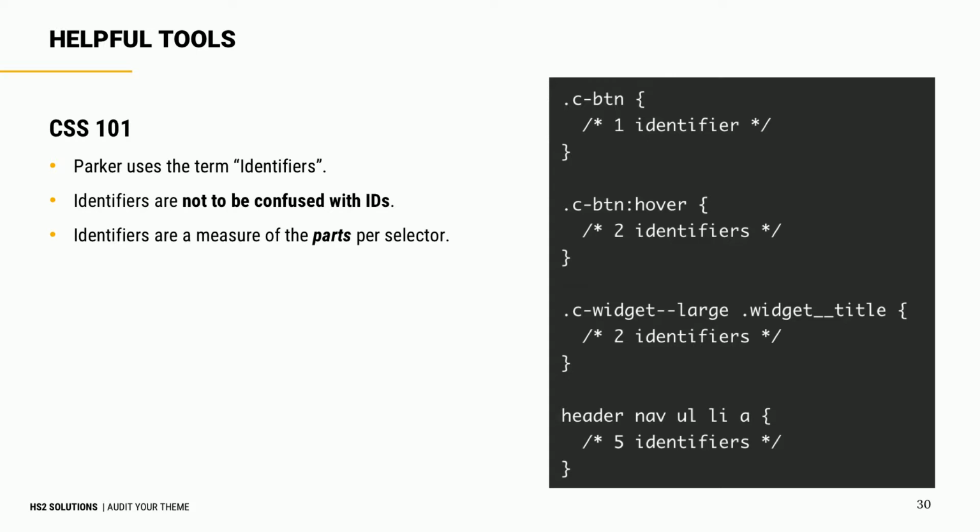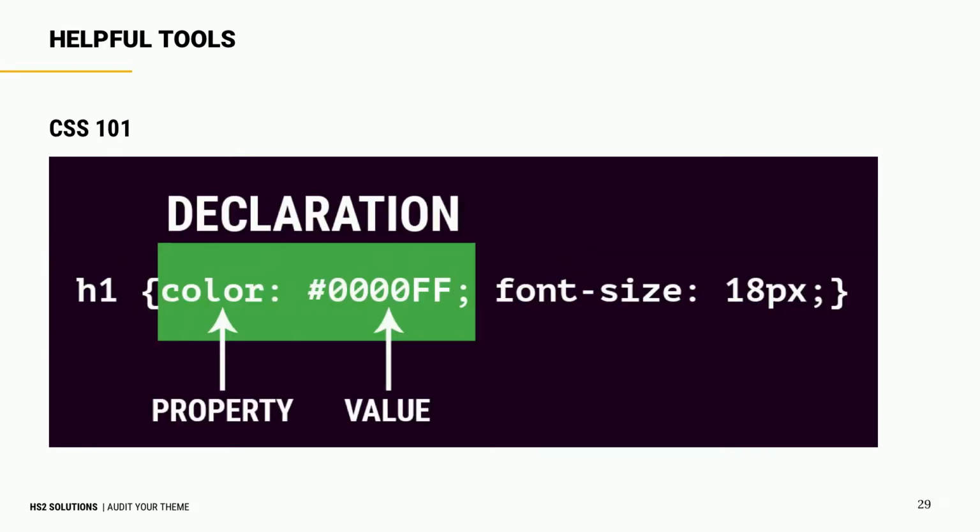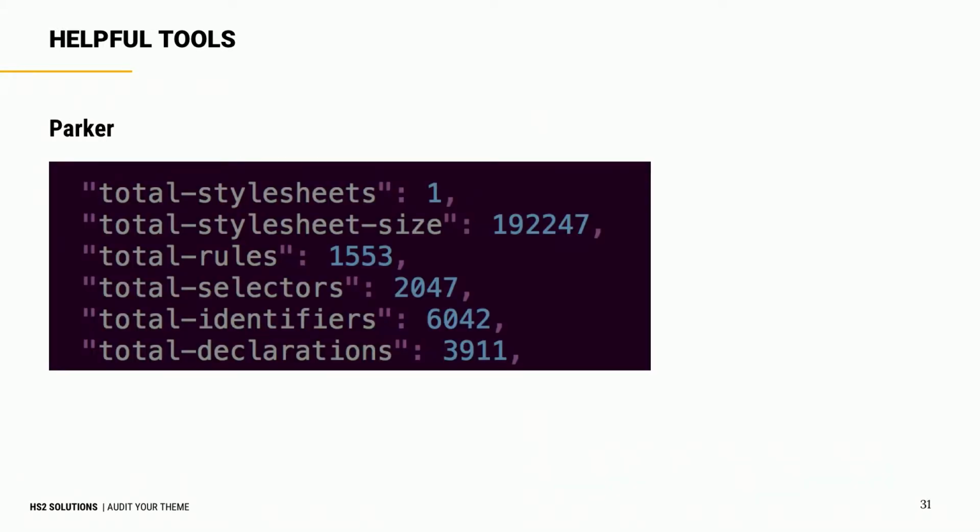So now that we have a good idea of declarations, selectors, and what rules are, let's take a look at the numbers again. We see total number of rules, 1,553. Is that good? Is that bad? What do these values really mean? Are they too high? Are they just right? Your mileage is really going to vary based on the theme and based on the site that you have. But this next set of information that Parker distributes to you in the JSON output will really help you provide more insight into what Parker's telling you based on these numbers.